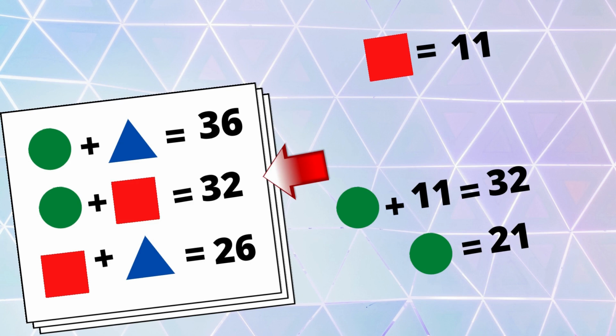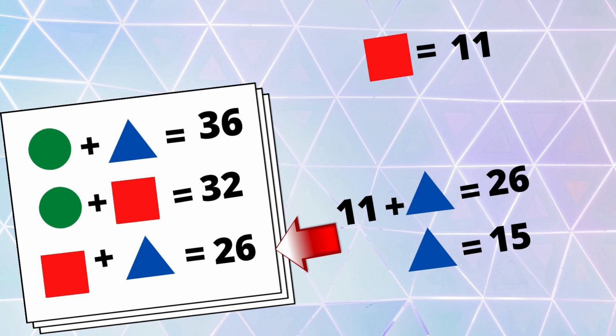Now we are going to use the square number in the second equation. What's the second equation? It's a circle plus a square is equal to 32. We now know the square is 11, so instead of the square, we substitute 11. So circle plus 11 is equal to 32. So the circle will be 32 minus 11, which is 21. So now we found two shapes.